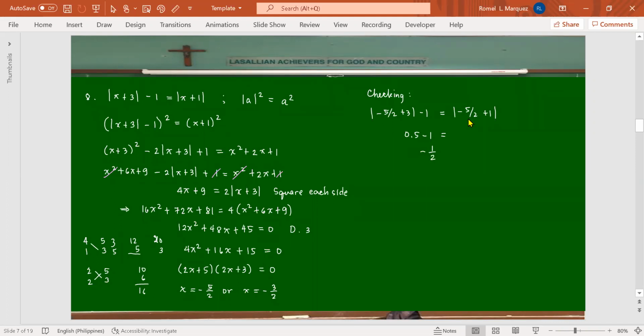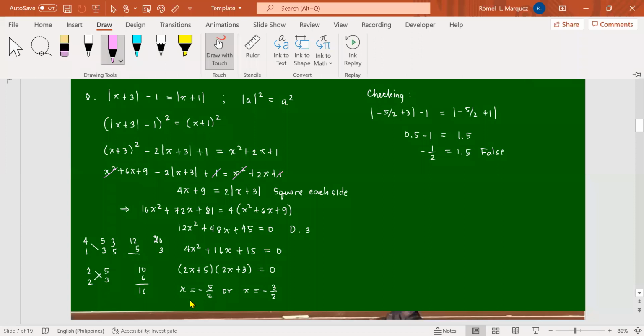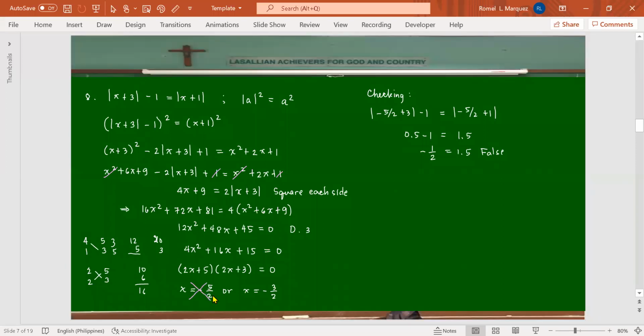What about the right side? Negative 2.5 plus 1 is negative 3 over 2. Absolute value is 3 halves, or 1.5, right? Are they equal? Guys, are they equal? No. So they are not equal, right? Therefore, we don't accept this. So we reject this one. Bye-bye, x equals negative 5 halves.